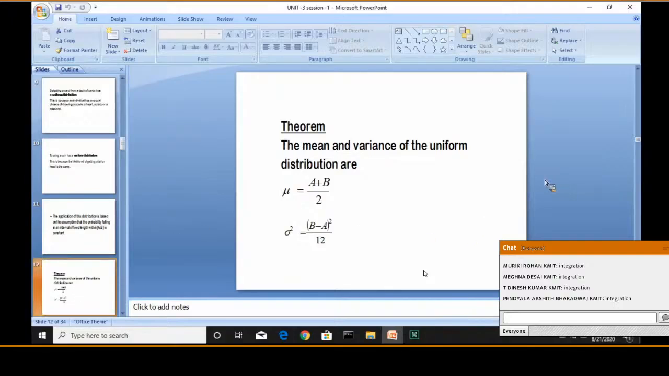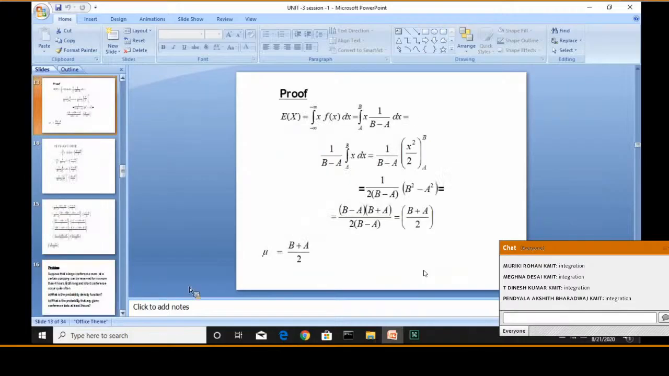So let me show the proof of the mean of the rectangular distribution. Mean is also defined as expectation of x. So integral from minus infinity to plus infinity of x f of x dx. X I have already written. F of x for the uniform distribution is 1 by b minus a. Our interval for the rectangular distribution is from a to b only. We have seen that the probability density function below a and above b is 0. So we have taken a to b.